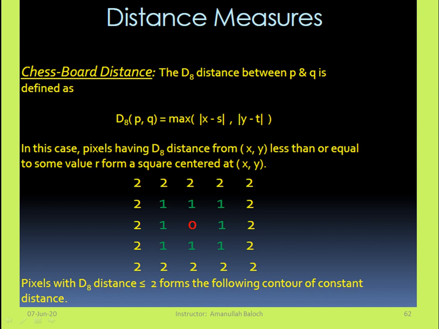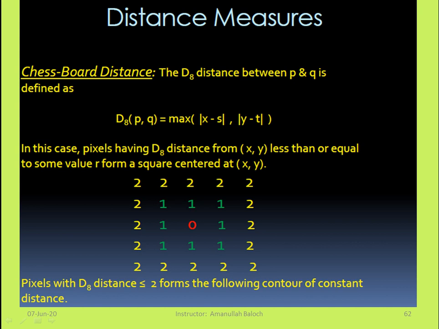So D8 of PQ, the distance of 8 connectivity between P and Q, this is P and this is Q, will be equal to 1. It will calculate 0, it will calculate 1. Maximum value is 1. So the distance will be considered as 1. The distance of this pixel will be considered as 2, because from here we can move diagonally.